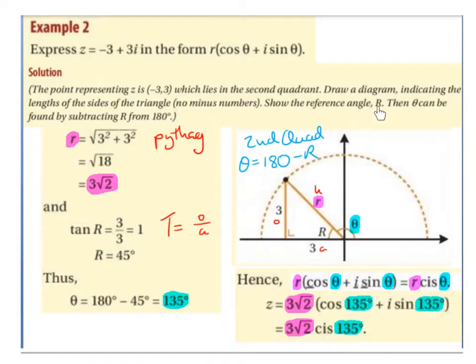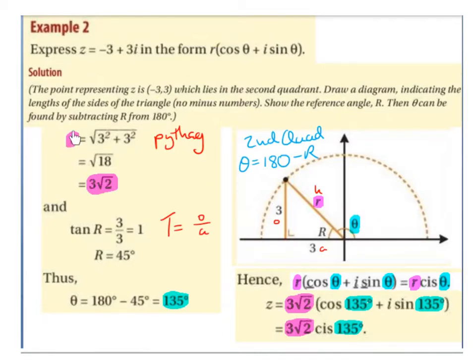Show the reference angle alpha. So if we work out the angle inside this triangle, we're actually getting the reference angle. But remember, theta is the argument. So if this is the positive part of the real axis, then this angle here is theta. But we're going to use the reference angle to work this out. So theta can be found by subtracting the reference angle from 180 degrees, because this forms a straight line. So if we work out the reference angle, we just subtract it from 180 degrees to get theta.